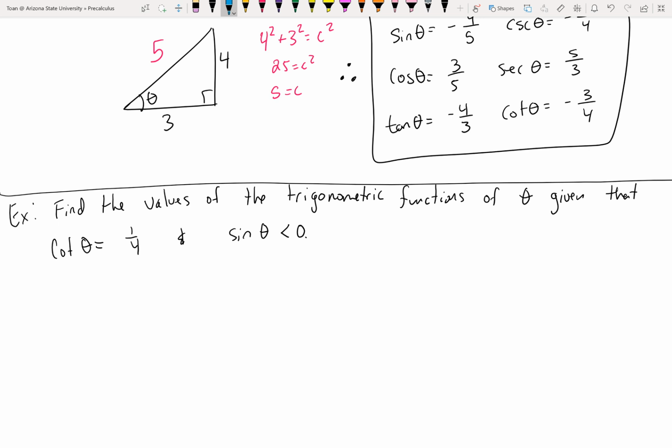To tackle this, we have to remember what all this information means, right? So this symbol here, less than 0, that's just fancy math speak for sine is negative. Now, cotangent, I don't like to deal with the reciprocal functions. I like to deal with the basic functions. So I hope everyone agrees that cotangent relates to tangent. So this says tangent is positive. So you just have to play detective, right?